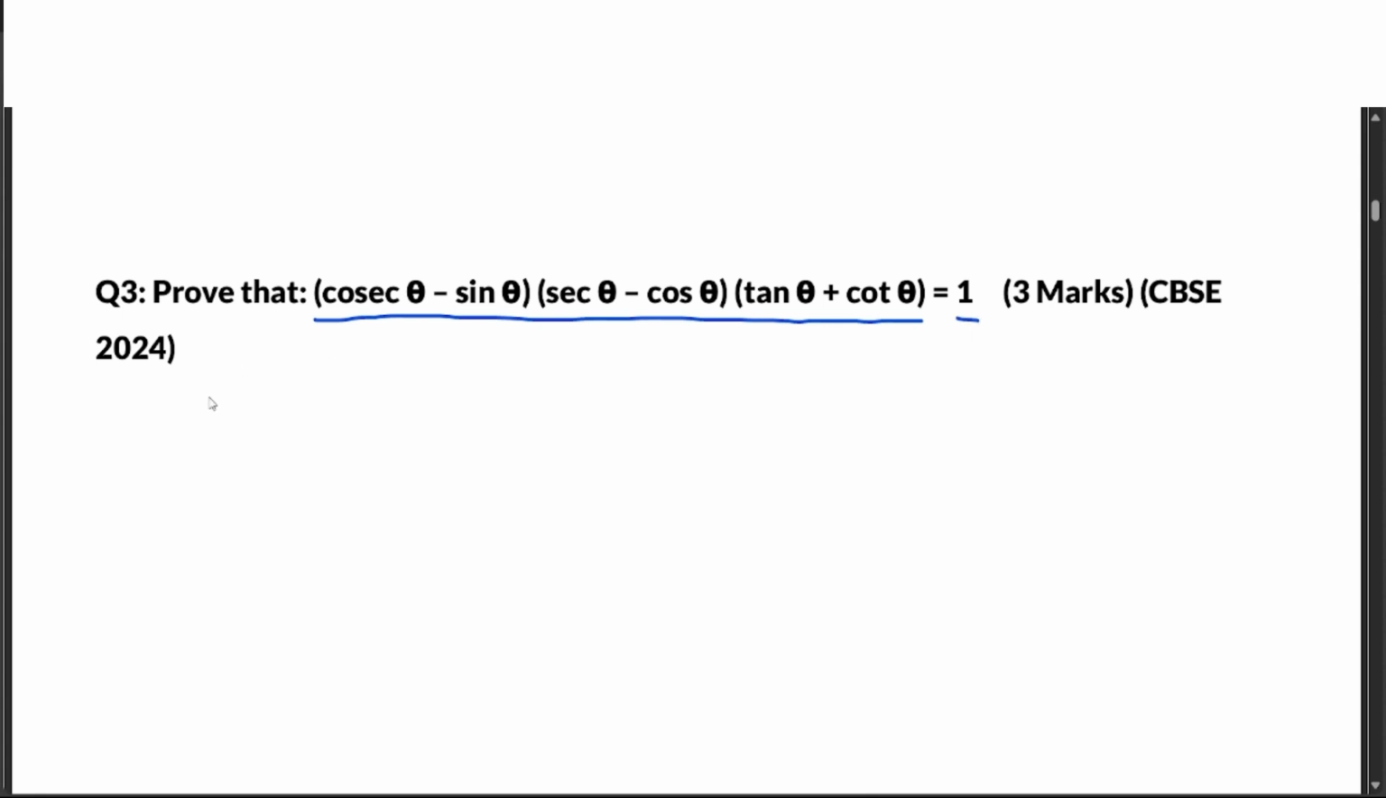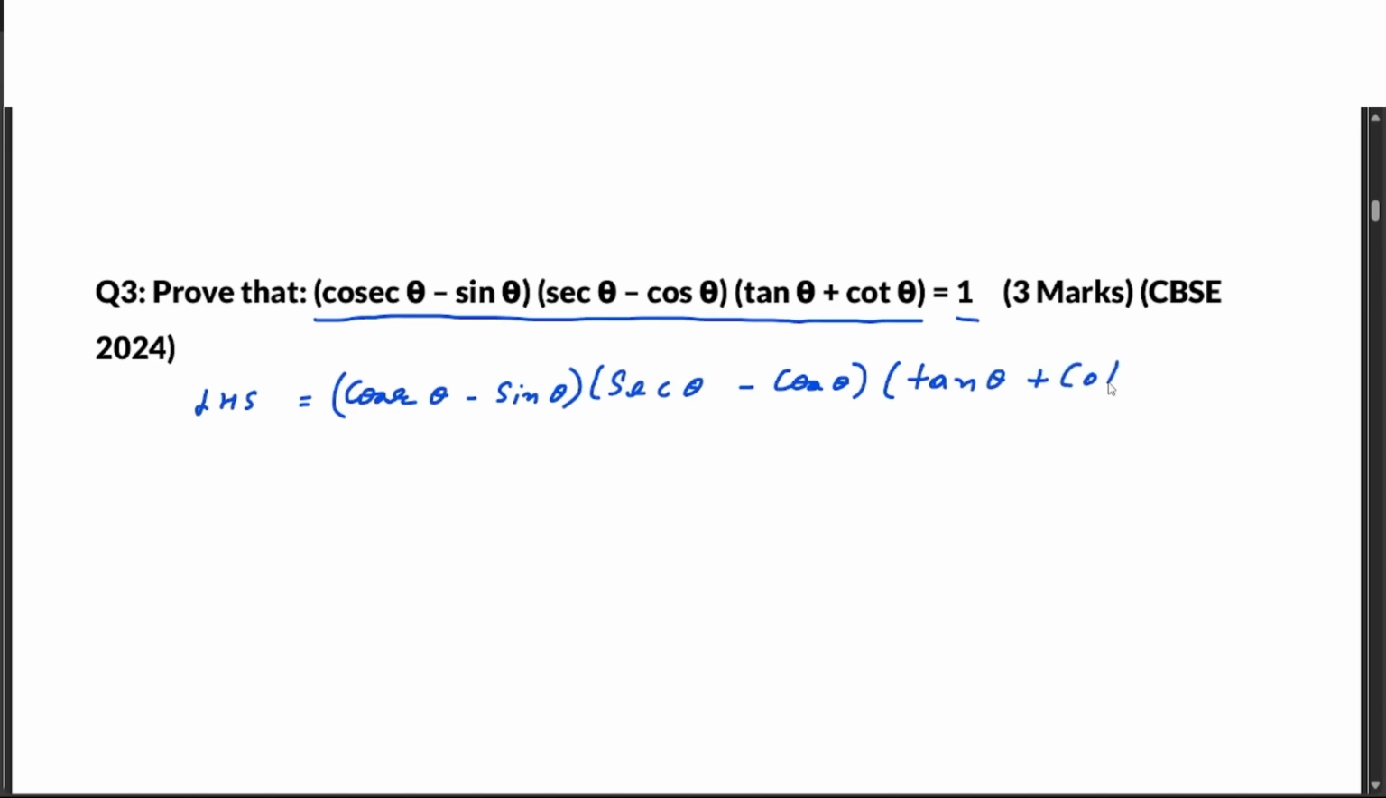Okay, so our LHS is cosec theta minus sine theta, times sec theta minus cosec theta, times tan theta plus cot theta. Hope you get the information you have to write.